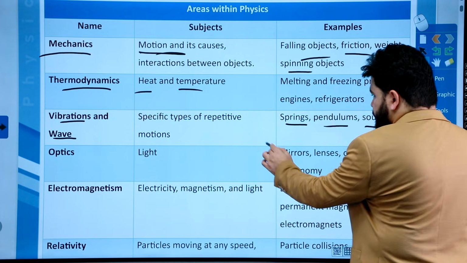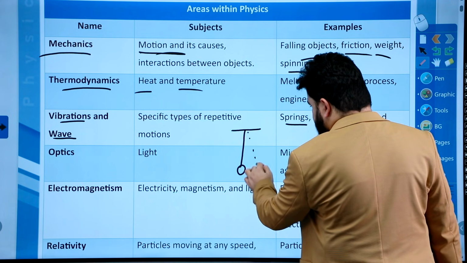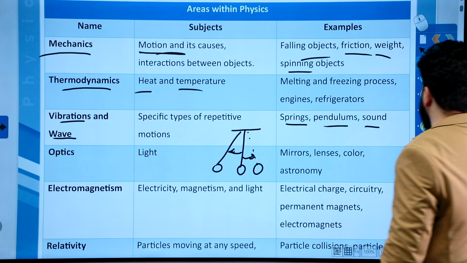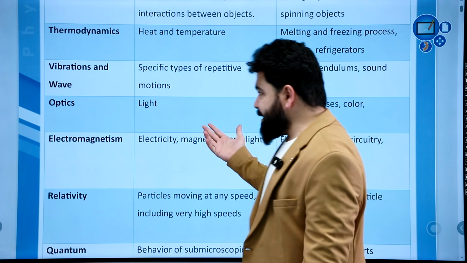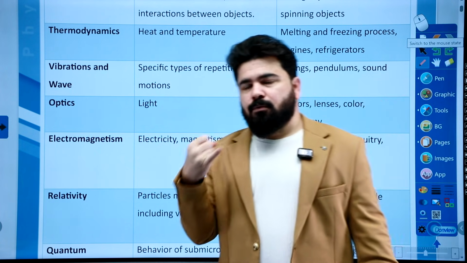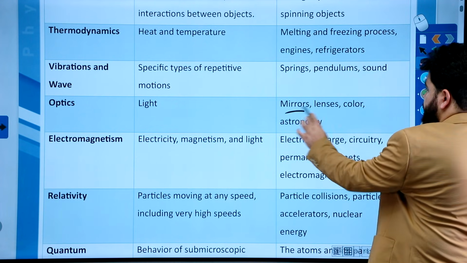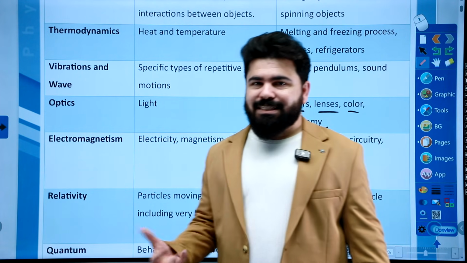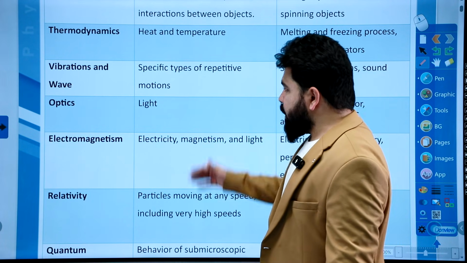What do you mean by a pendulum? For example, you have a ball, you tie this ball to a rope and you let it swing. You see that this ball is going to be going forth and back. Okay, back and forth. Now we have optics. Optics, anything that is related to light, especially the interaction of light with lenses, with mirrors, and of course color too. So mirrors, lenses, color, astronomy too. Astronomy is also related to optics. Why? Because we use light to gain information from stars. Also colors are related to optics.